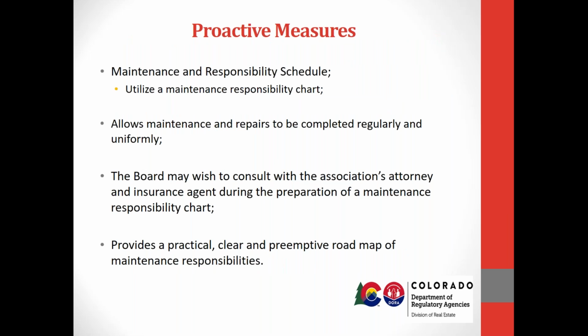A maintenance responsibility chart should be developed and used as a very practical, clear, and preemptive roadmap of maintenance responsibilities. An association can get assistance creating this list by working with their legal counsel and insurance agent. An added benefit of having this chart available is that it will help the board make better decisions for the association and avoid unnecessary requests for repairs that are not the responsibility of the association. In the same light, it will be clear for homeowners to not take on the maintenance responsibilities of the association.